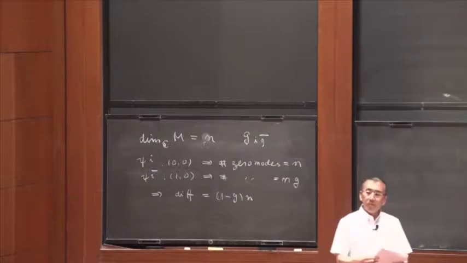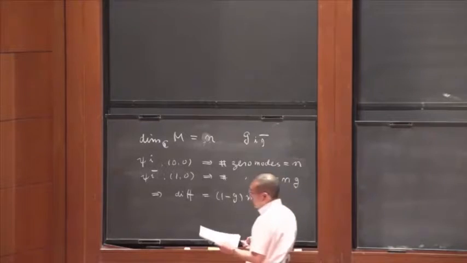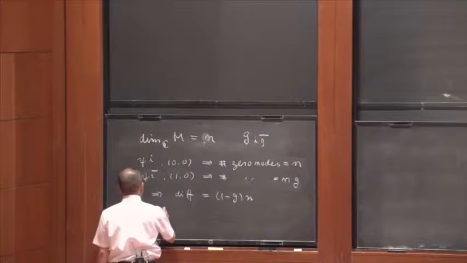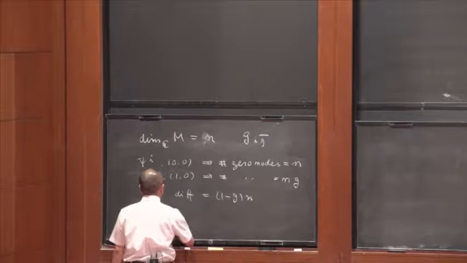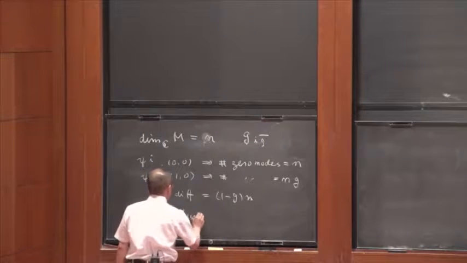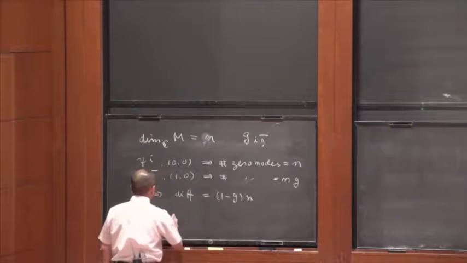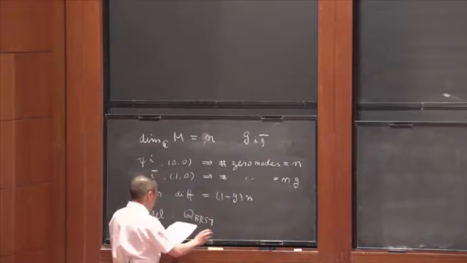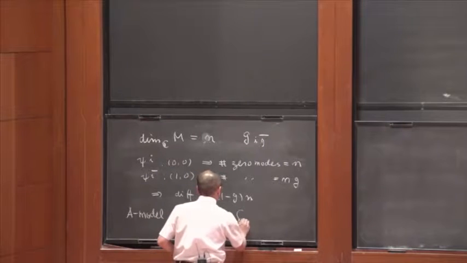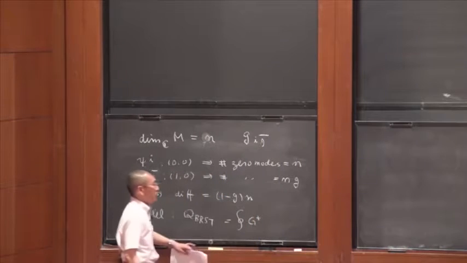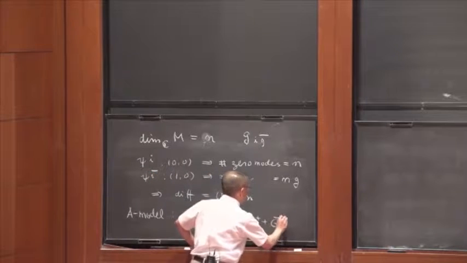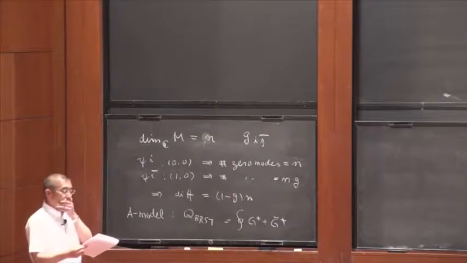In the following, I'm going to use the A model notation. The BRST charge that I introduced yesterday takes the form of the integral of G plus, the left moving supercharge, and the right moving supercharge like this.